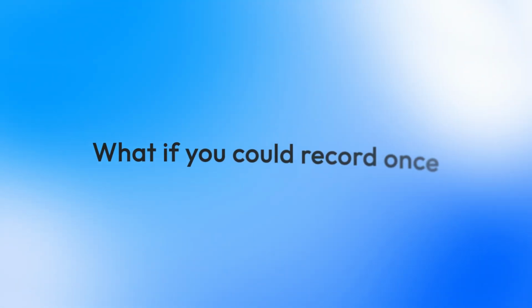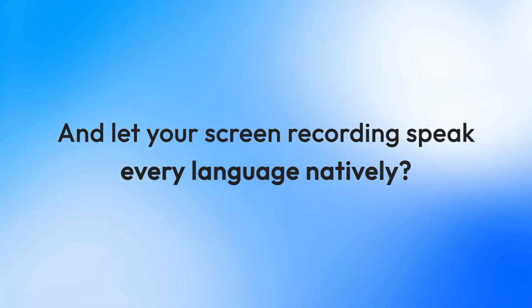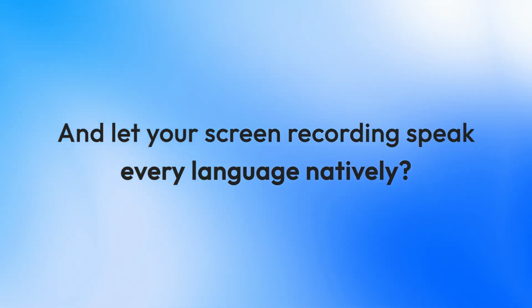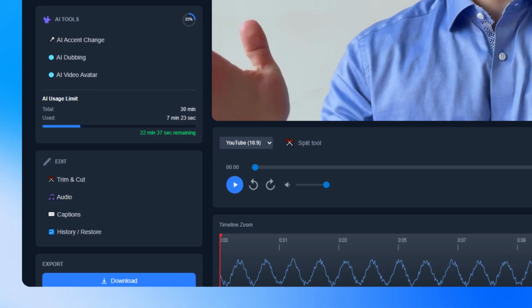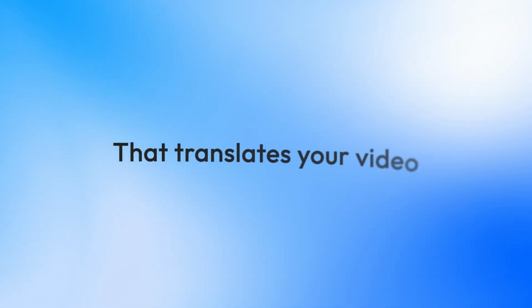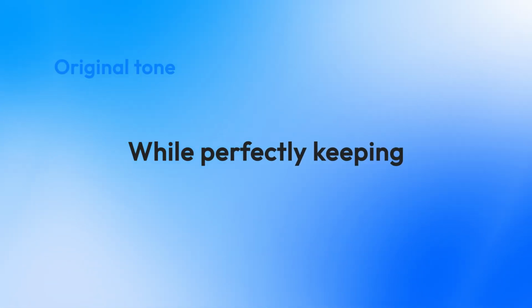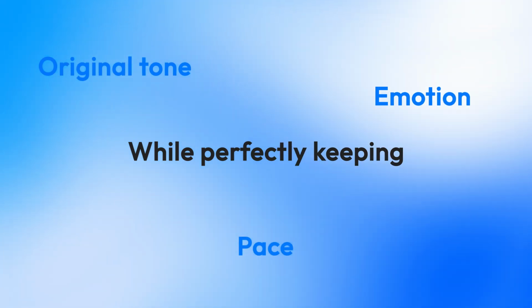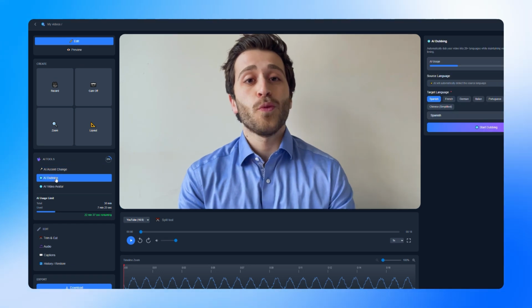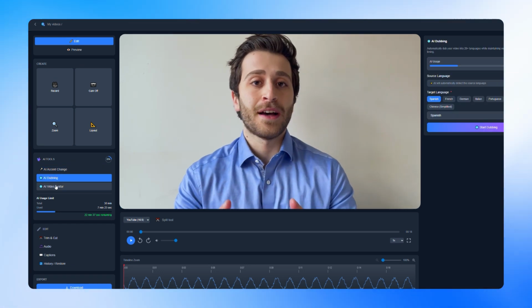But what if you could record once and let your screen recording speak every language natively? Cadence has a built-in AI dubbing system that translates your video into over 25 languages, while perfectly keeping your original tone, emotion, and pace. Today, we're going to look at the ultimate localization workflow, from polishing your source accent to spinning up your first global asset in seconds.